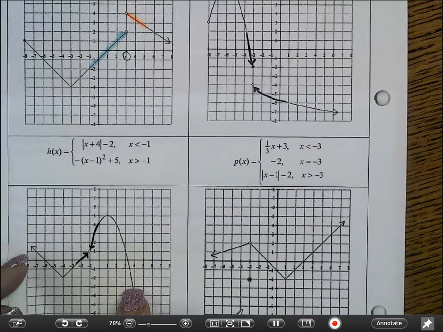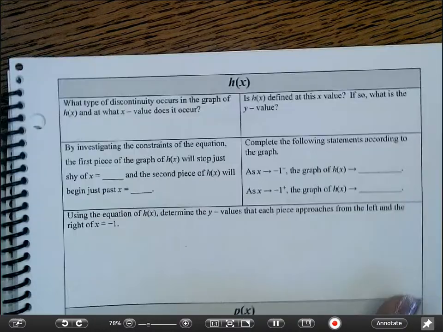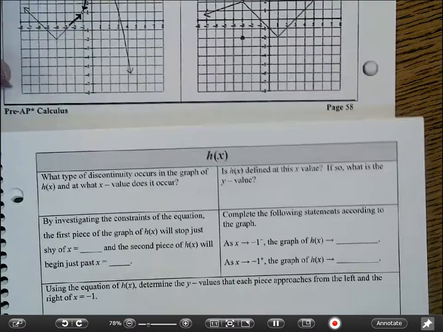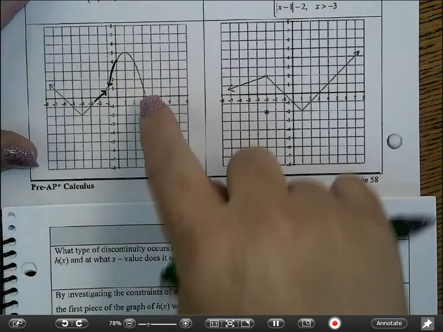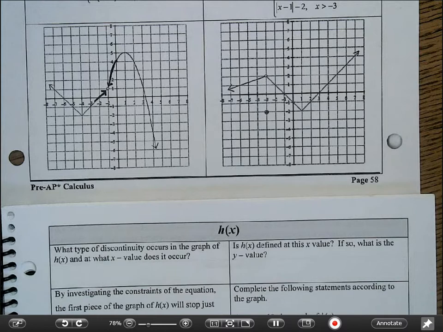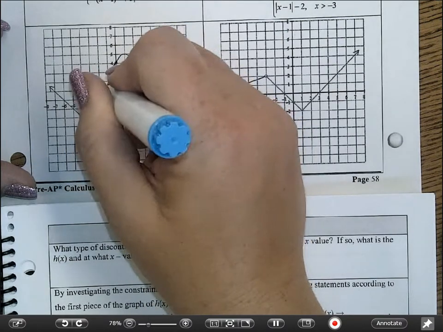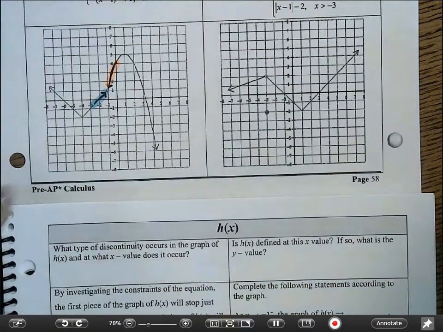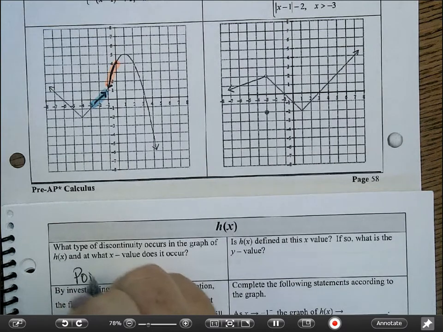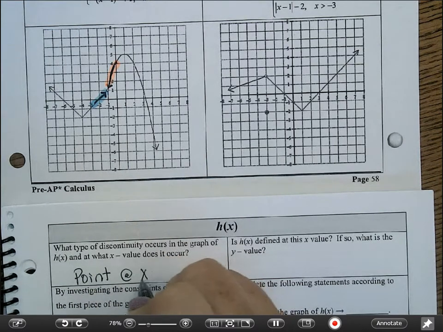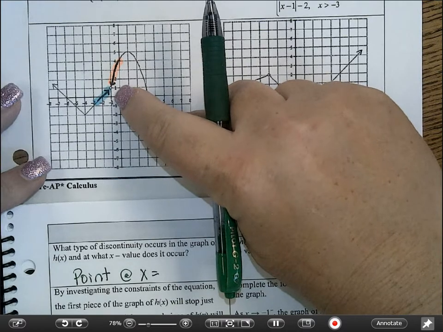Again, these are the graphs. So we have h of x and p of x. It says what type of discontinuity occurs in the graph of h of x. So if I were to take a look, I want to be able to see h of x. We can see that h of x has a point discontinuity. We can see that this side approaches that open circle, the right side approaches that open circle right there. So we've got what we refer to as a point discontinuity at x is equal to, and the x value of that open circle is -1.